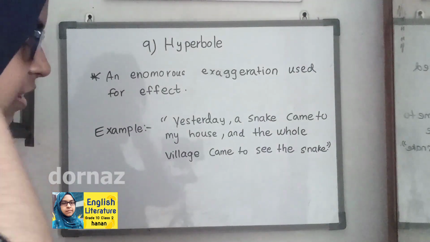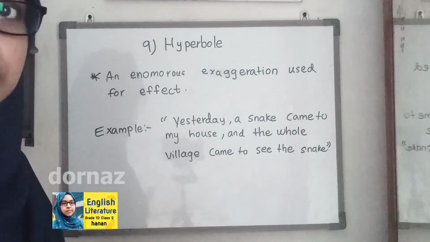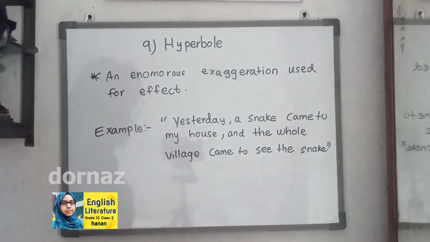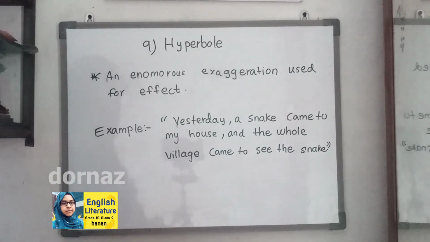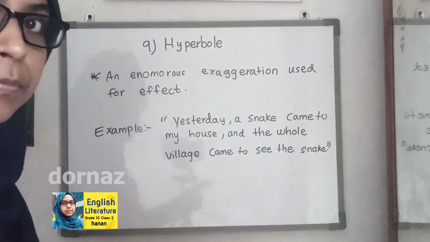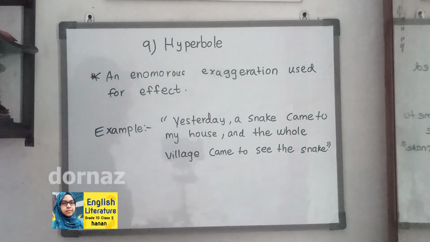In order to see the snake, there can be some more people. Most of the people could come to the house. But whole village is referring to the amount of people. Most of the people have come to see the snake. So the writer has said whole village, because the number of people is big. So the whole village is a kind of exaggeration. Yesterday a snake came to my house and the whole village came to see the snake.